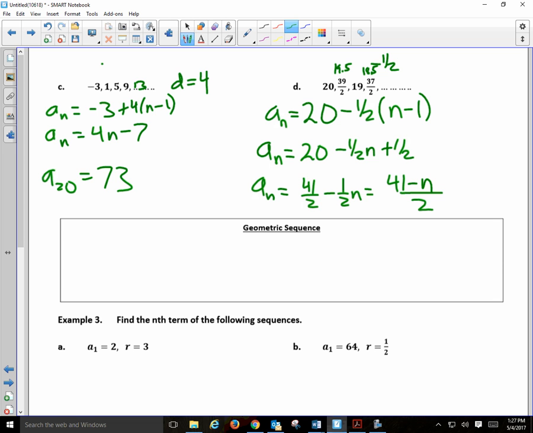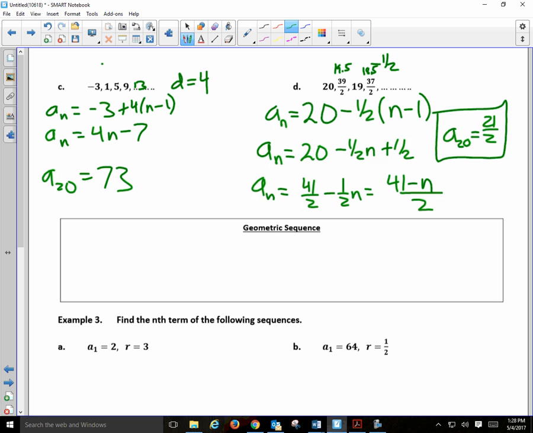So if you want to find the 20th term, plug in 20. 41 minus 20 is 21 over 2. Not too bad, huh? Easy peasy.